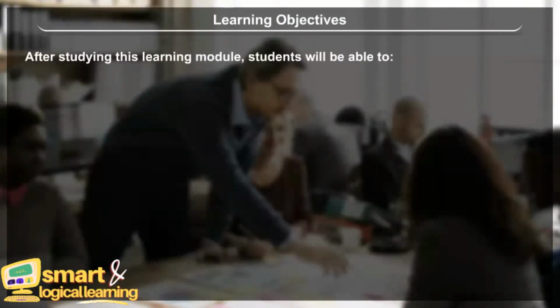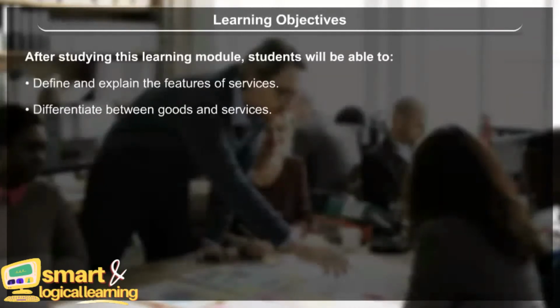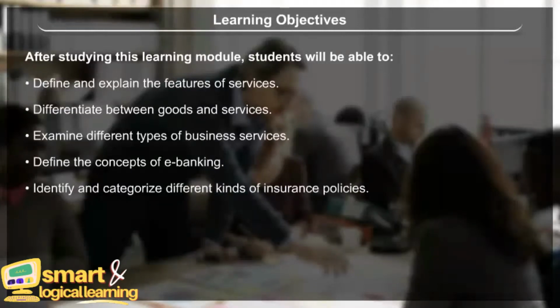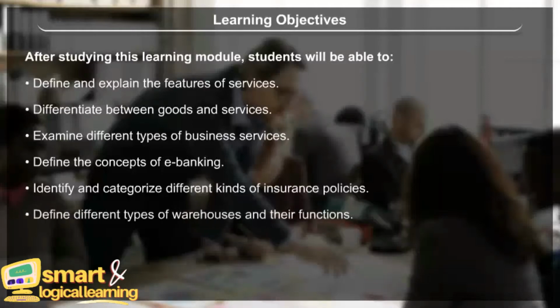Learning objectives. After studying this learning module, students will be able to define and explain the features of services, differentiate between goods and services, examine different types of business services, define the concepts of e-banking, identify and categorize different kinds of insurance policies, and define different types of warehouses and their functions.